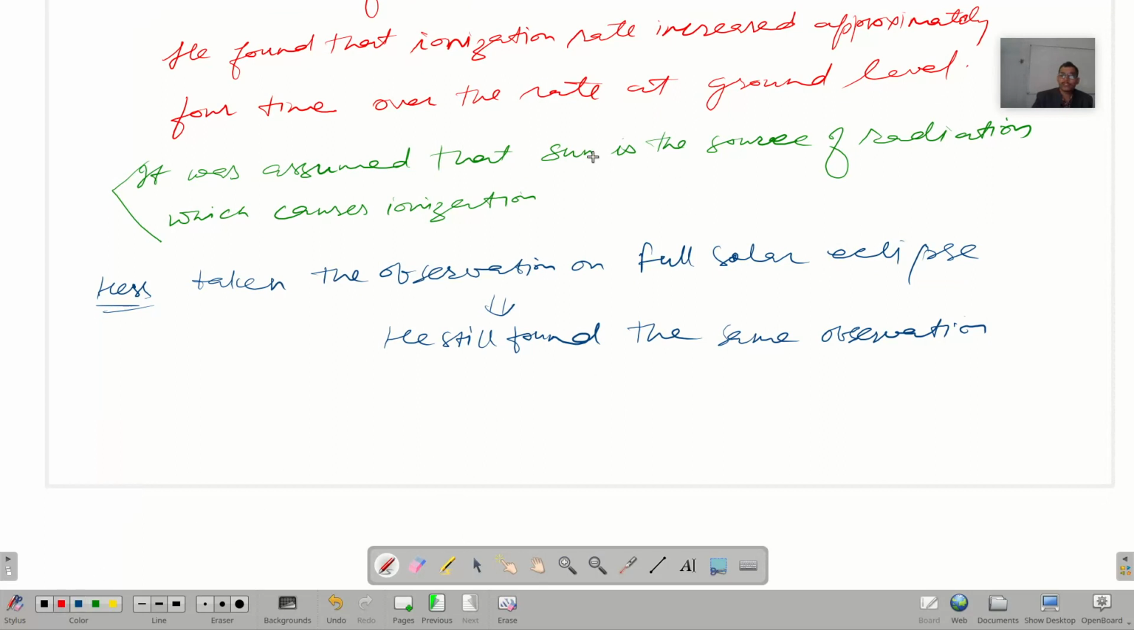Let me briefly talk about it. If the radiation is because of the sun, then during a solar eclipse, the moon and the earth will block the radiation coming from the sun. So if the sun were the only possible reason for the ionization, it must decrease during a full solar eclipse. But this doesn't happen. So the reason for ionization must be different.